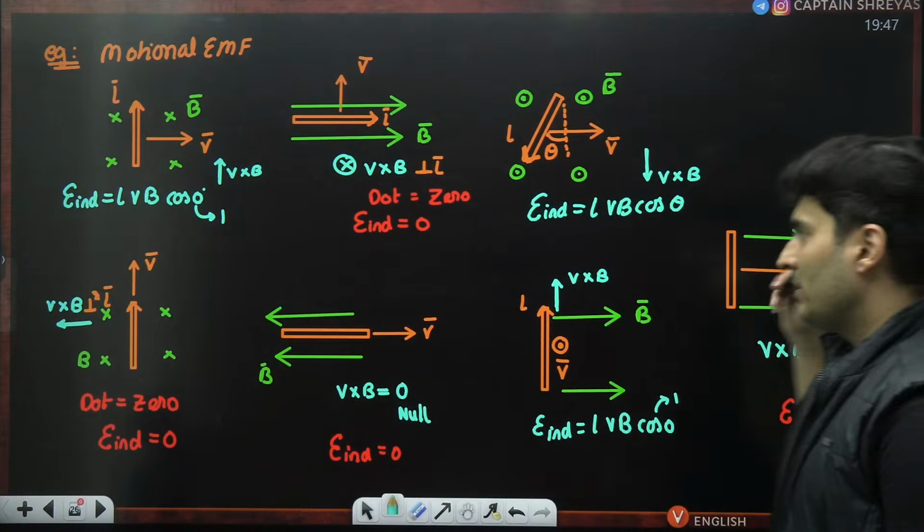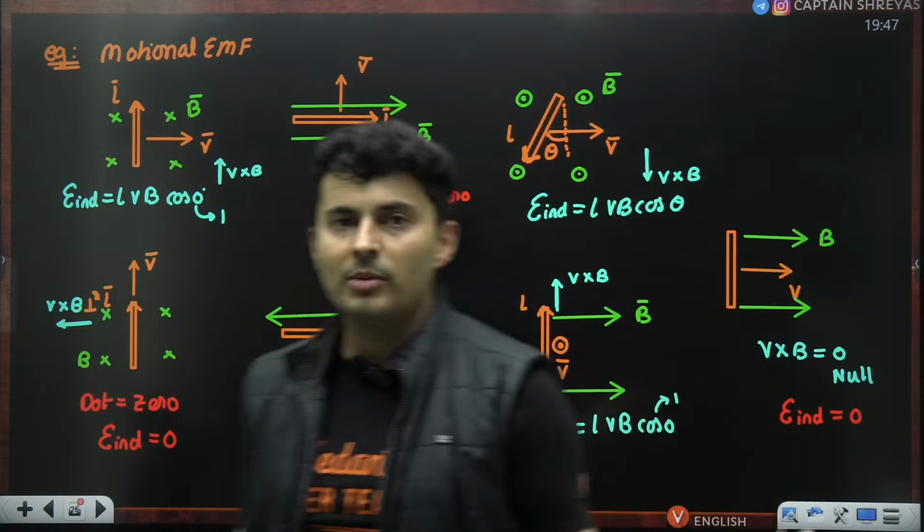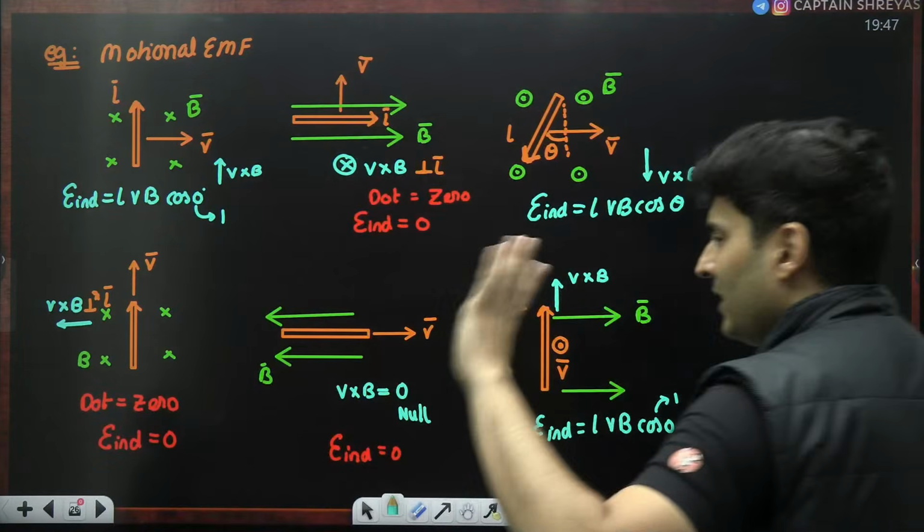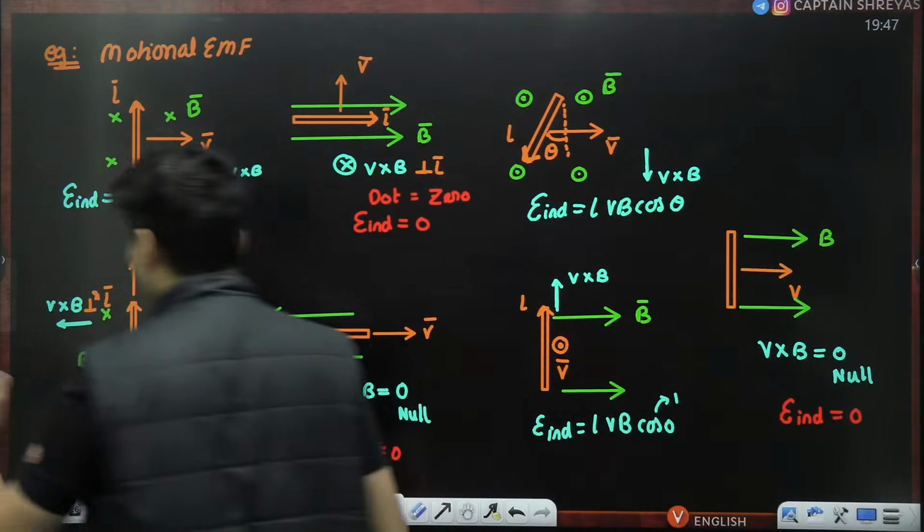Cool guys. Sometimes it is LVB sin theta. Sometimes it is LVB cos theta. Sometimes it is 0. Sometimes it is just LVB. So anything is possible depending on the orientations.